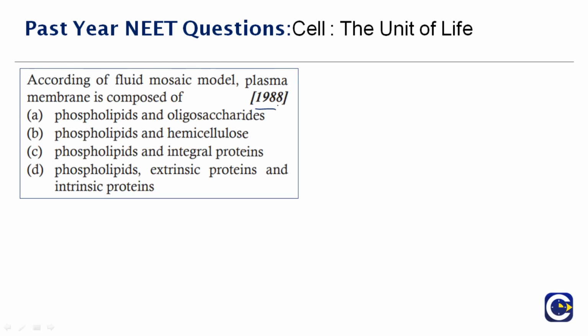According to the fluid mosaic model, plasma membrane is composed of, I think by now you have guessed the answer. Very easy question in fact. What is it? We all know it has phospholipids. Other than that, what else does it have? See, the fluid mosaic model was proposed by Singer and Nicolson in the year 1972. According to the fluid mosaic model, this plasma membrane is composed of phospholipid bilayer, we all know that, and protein.